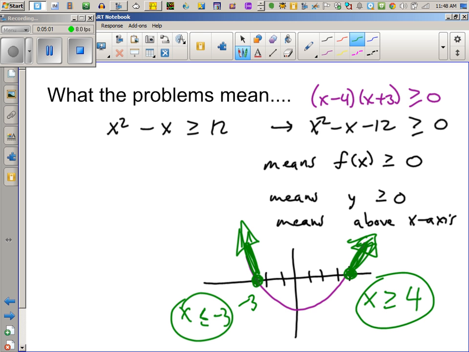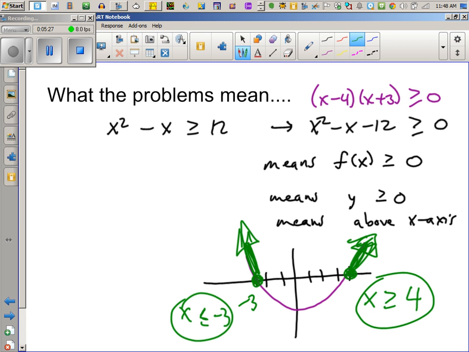I'll run through that again. This problem can be written like this, which means f is bigger than 0. F is bigger than 0 means y is bigger than 0. Y is bigger than 0 means above the x-axis. On a plot like this, that would be these two slices. And this is how you describe it, giving me x's only. Okay? So that's what the problems all mean.